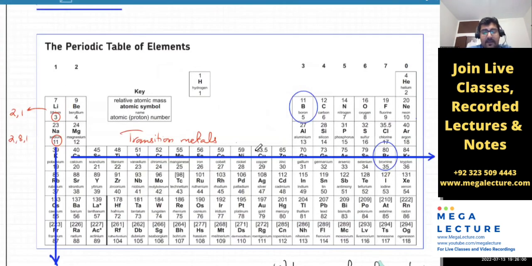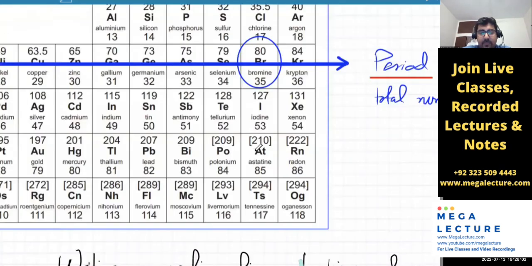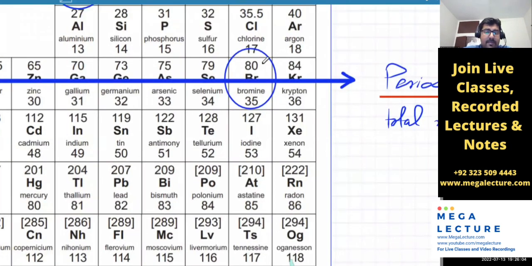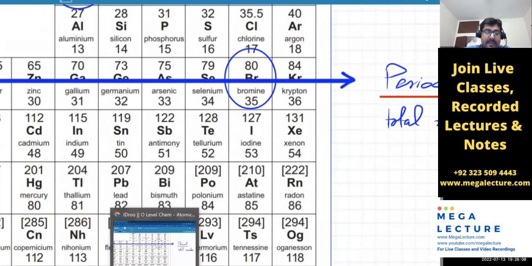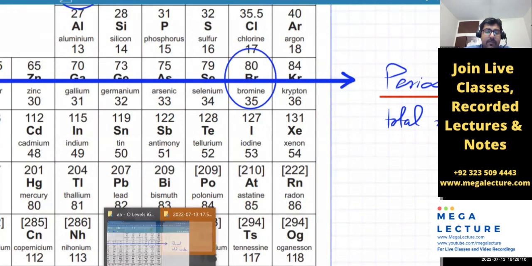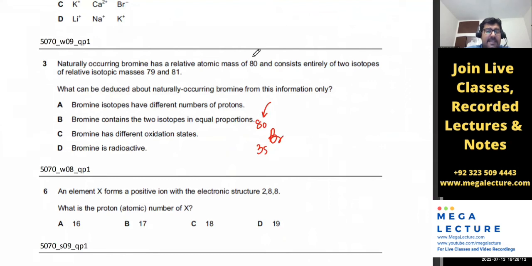If I go back, look at bromine over here. The atomic mass is 80, right? So it is actually 80. But if you go back to the question, the question is saying that there is no 80 actually.